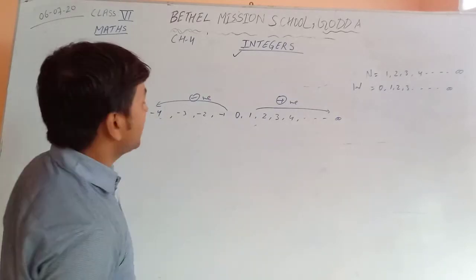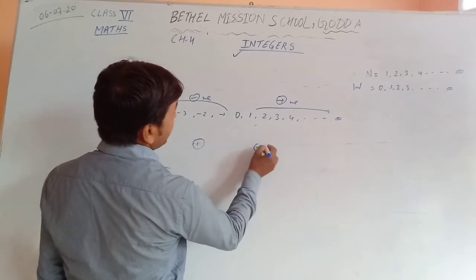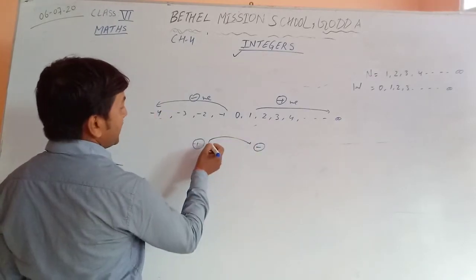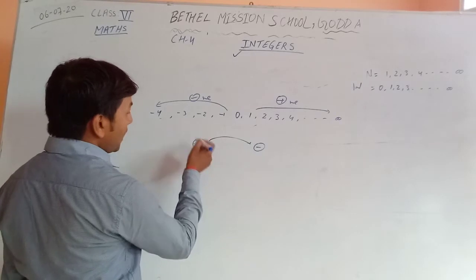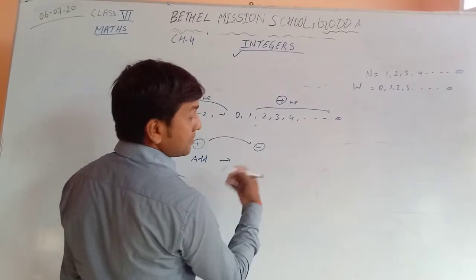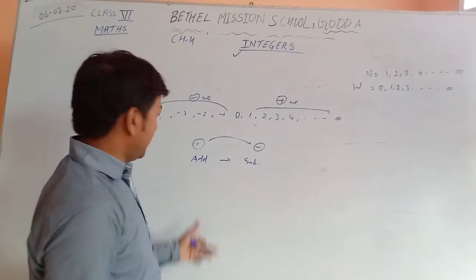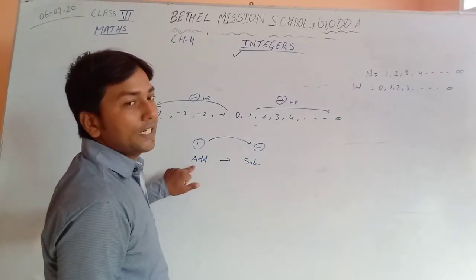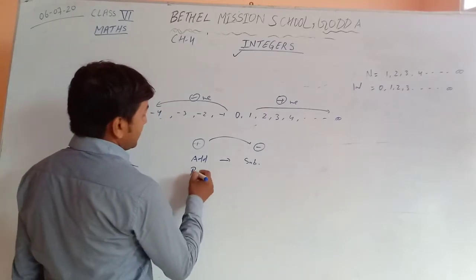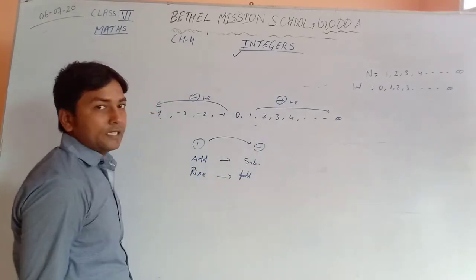So now we can learn some symbols of positive and negative. Suppose we learn the opposite words. I have written addition. Just opposite is subtraction. Okay, it is just the opposite. Addition, just opposite is subtraction. Rise, then fall. It is the negative symbol of this.